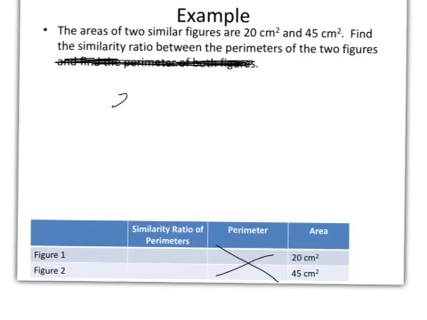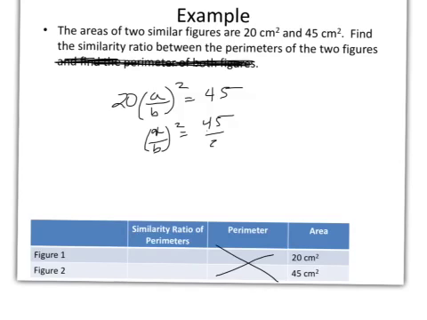So looking at 20 to 45, 20 times some similarity ratio squared should equal 45, right? So this ratio squared should equal 45 divided by 20. And that reduces down to 9/4. So what squared is 9/4? Well, that A over B should equal 3/2, right?